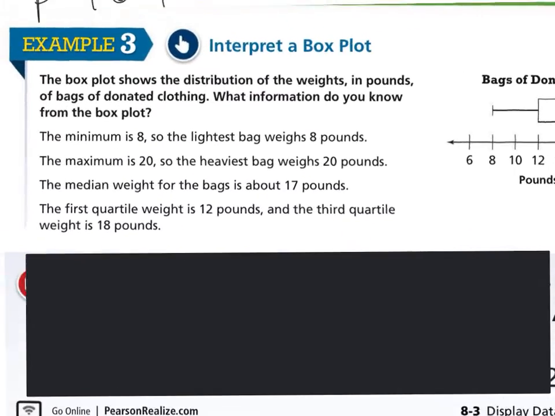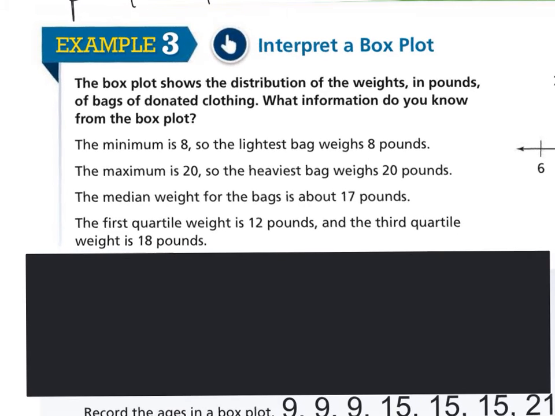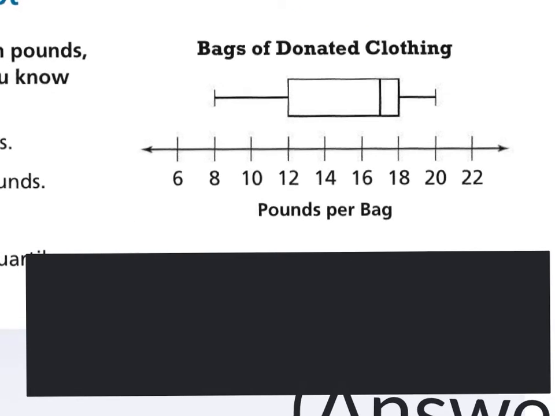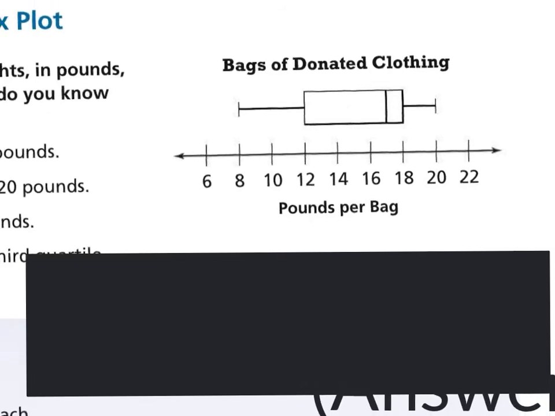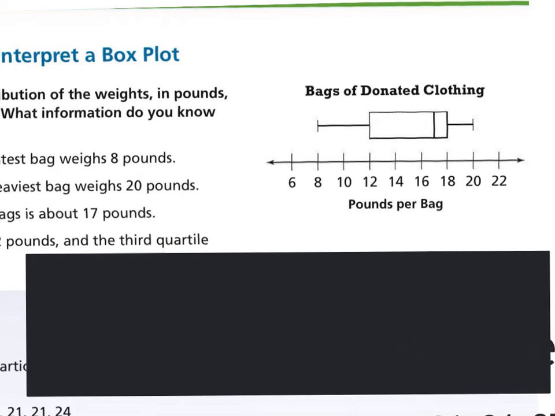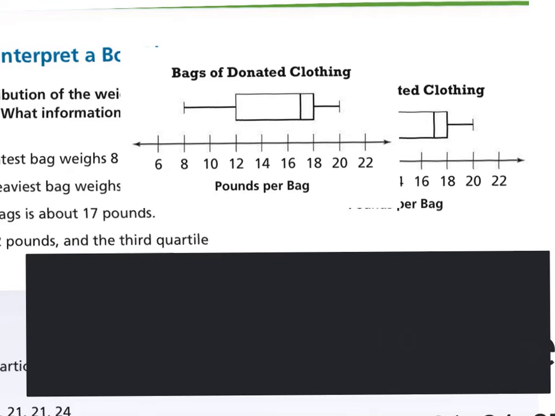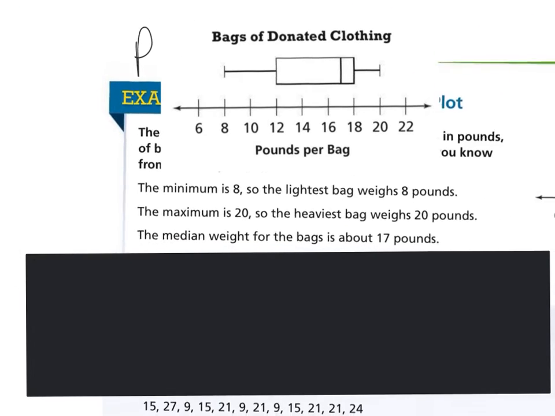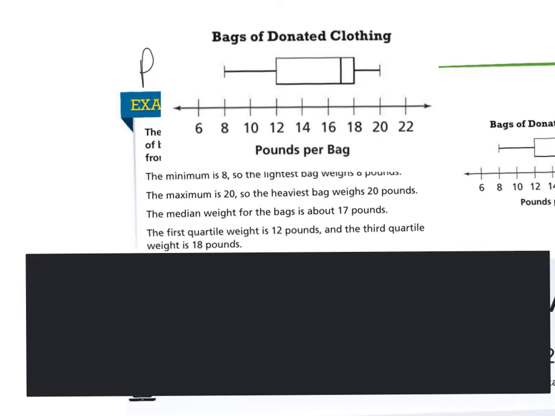Example 3. The box plot shows the distribution of the weights in pounds of bags of donated clothing. What information do you know from the box plot? So they're just wanting us to make some observations here. So if you look at this, here's some options of things that we could make observations. And I'm just going to pull this over here so we can see it as they're giving us these answers.